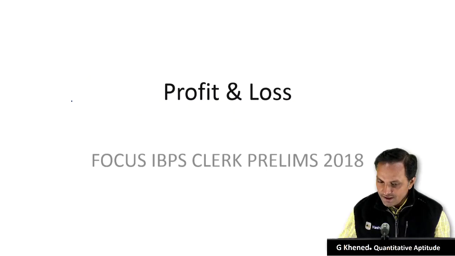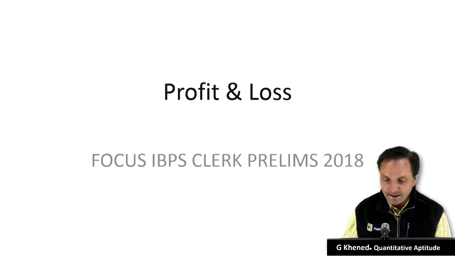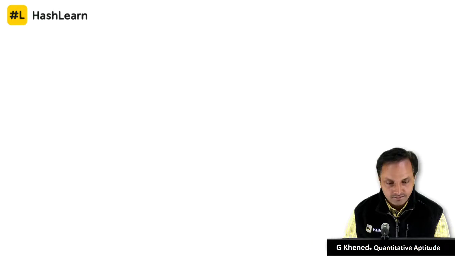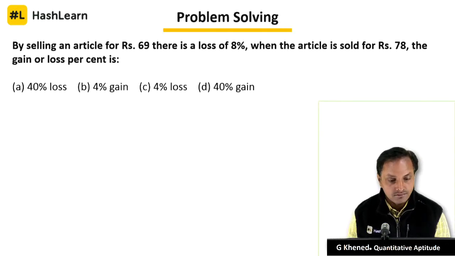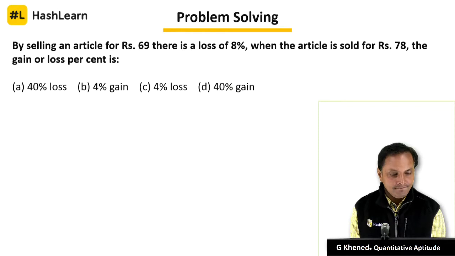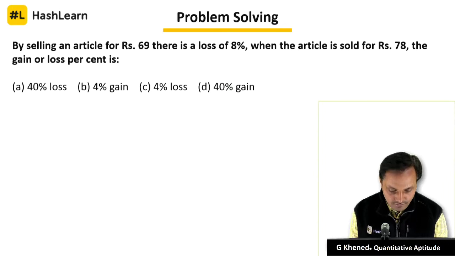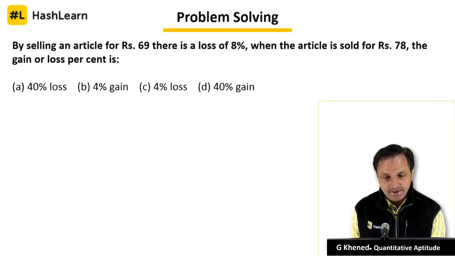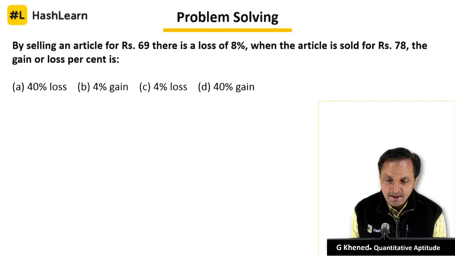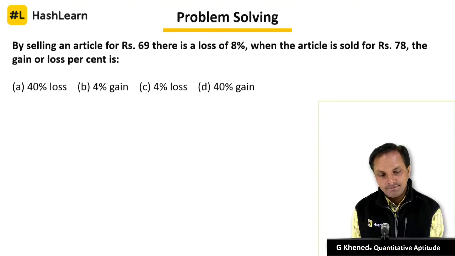Okay, with this I'll explain the same concept by taking some examples. Here is an example. By selling an article for Rs 69, there is a loss of 8%. When the article is sold at 78 rupees, what is the gain or loss percent? That is the question.